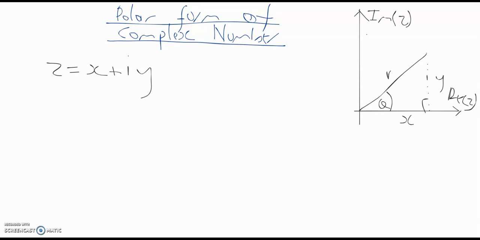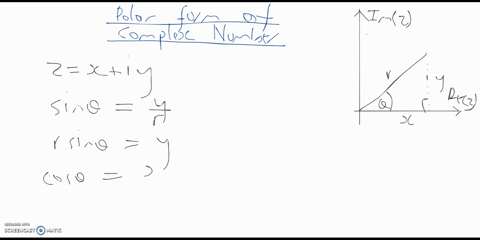Now, from this, I could say that sine theta is equal to, and you know, sine is opposite over hypotenuse, y over r. So I can say that r sine theta is equal to y. I can say that cos theta is equal to x over r. Bear in mind that x is the real part, r is the modulus. So r cos theta is equal to x.